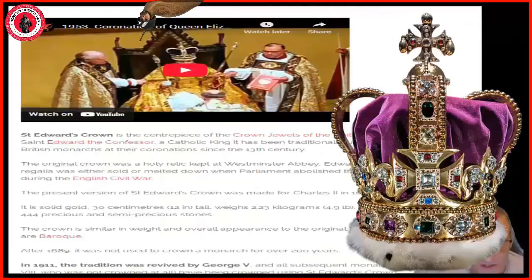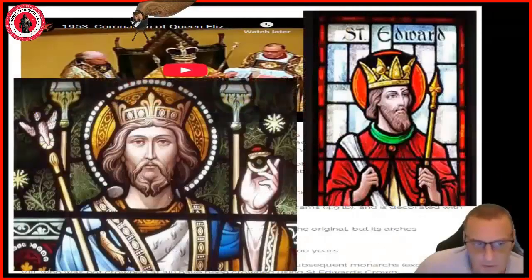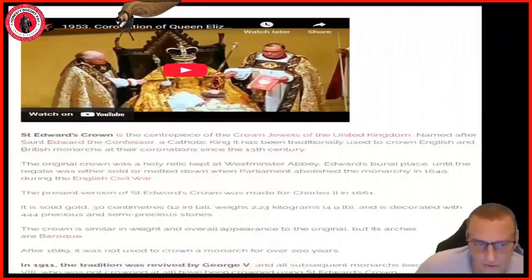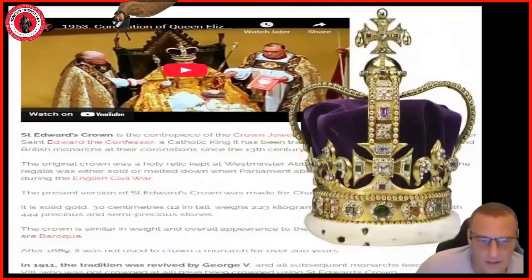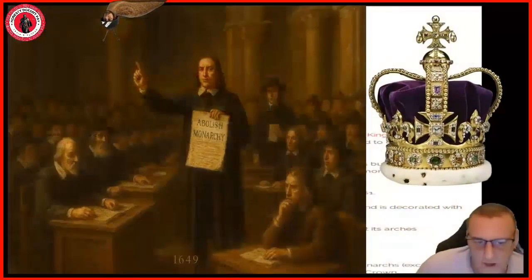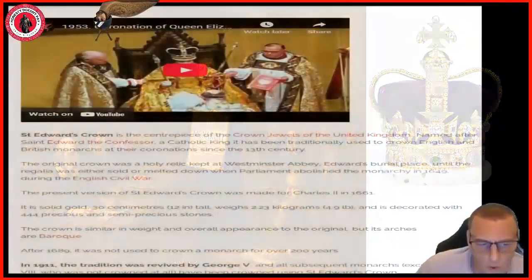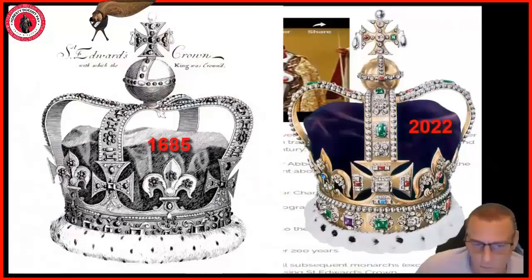St Edward's crown is the centrepiece of the crown jewels of the United Kingdom, named after St Edward the Confessor, a Catholic king. It has been traditionally used to crown English and British monarchs at their coronation since the 13th century. The original crown was a holy relic kept at Westminster Abbey, Edward's burial place, until the regalia was either sold or melted down when Parliament abolished the monarchy in 1649 during the English Civil War. The present version of the St Edward's crown was made for Charles II in 1661.